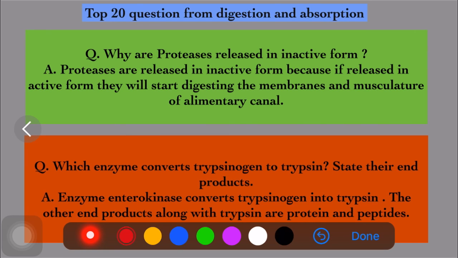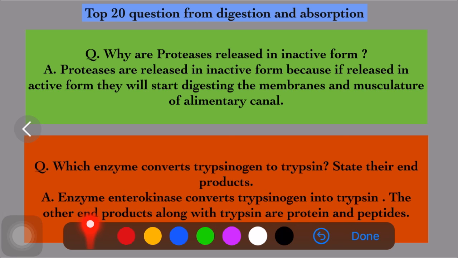The next question is: why are proteases released in inactive form? So proteases are released in inactive form because if they are released in their active form, they will start digesting the membranes and musculature of the alimentary canal. So in order to avoid this damaging situation where they start digesting the membranes and musculature of their own canal, they are released in inactive form.